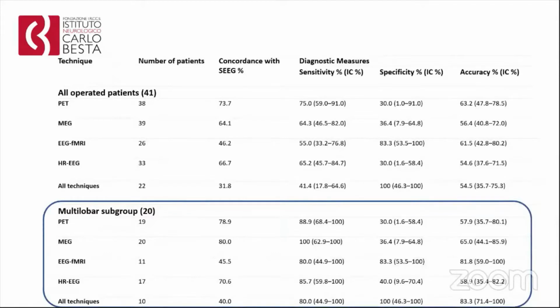These are the first results. In the case of all operated patients, for each technique we had the concordance with the strategy, in terms of resection. We see that the more techniques were involved, the lower the concordance, of course, because you had to have concordance between more techniques. There can be considered different phenomena.